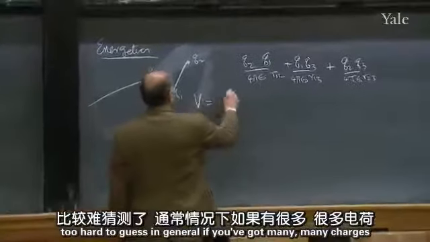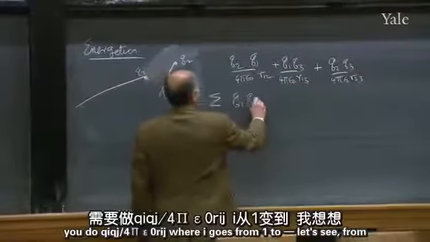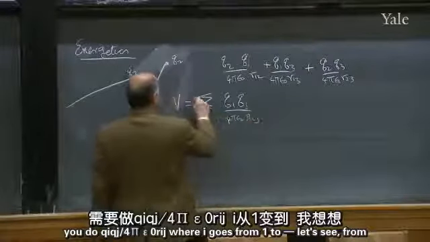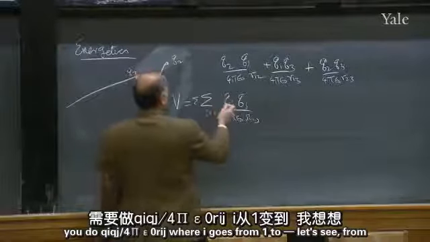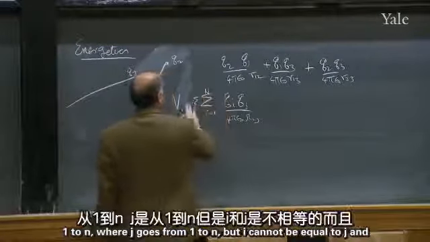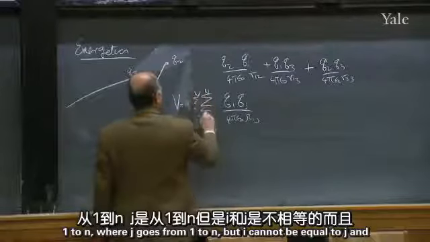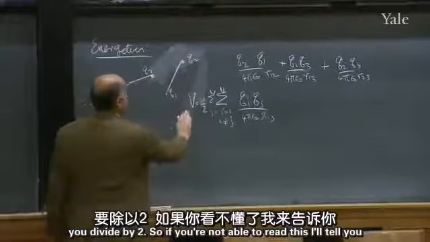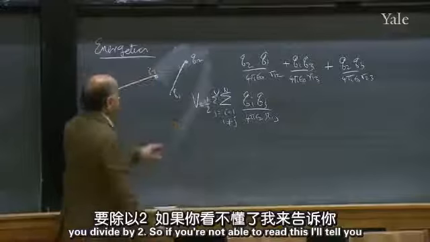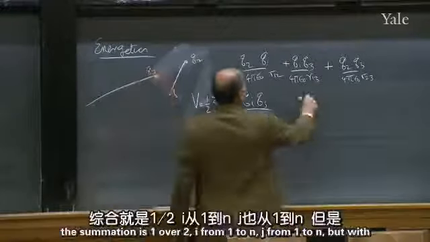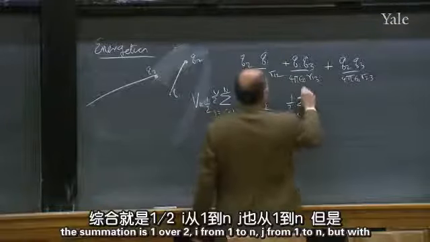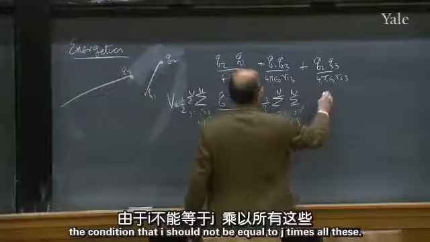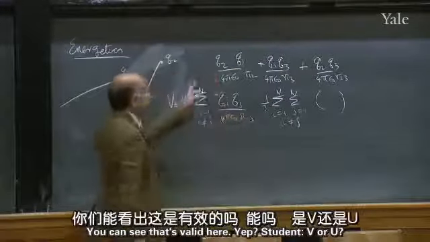In general, if you got many, many charges, you do Qi Qj over 4 pi epsilon 0 Rij, where i goes from 1 to n, j goes from 1 to n, but i cannot be equal to j, and you divide by 2. So if you're not able to read this, the summation is 1 over 2, i from 1 to n, j from 1 to n, with the condition that i should not be equal to j, times all these. You can see that's valid here.